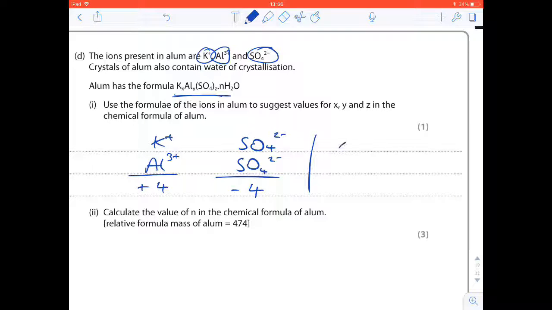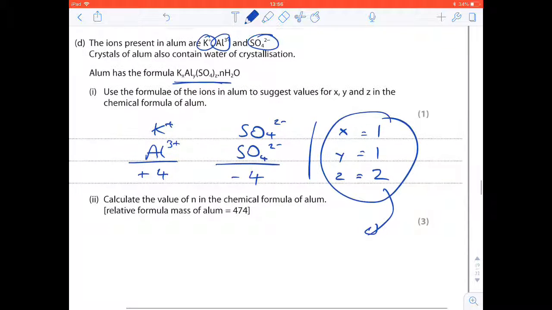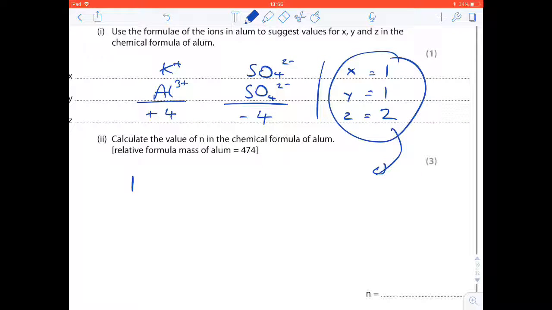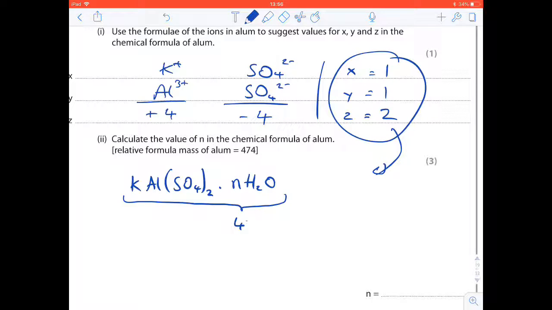And therefore overall that gets you X, i.e. the number of potassiums as being 1, Y, the number of aluminiums as being 1, and Z, the number of sulfates as being 2. Using this information, we can do the next question, which is to put those numbers back into this formula. So if it's KAl(SO4)2 dot nH2O, you're told effectively this whole thing has got a formula mass of 474.